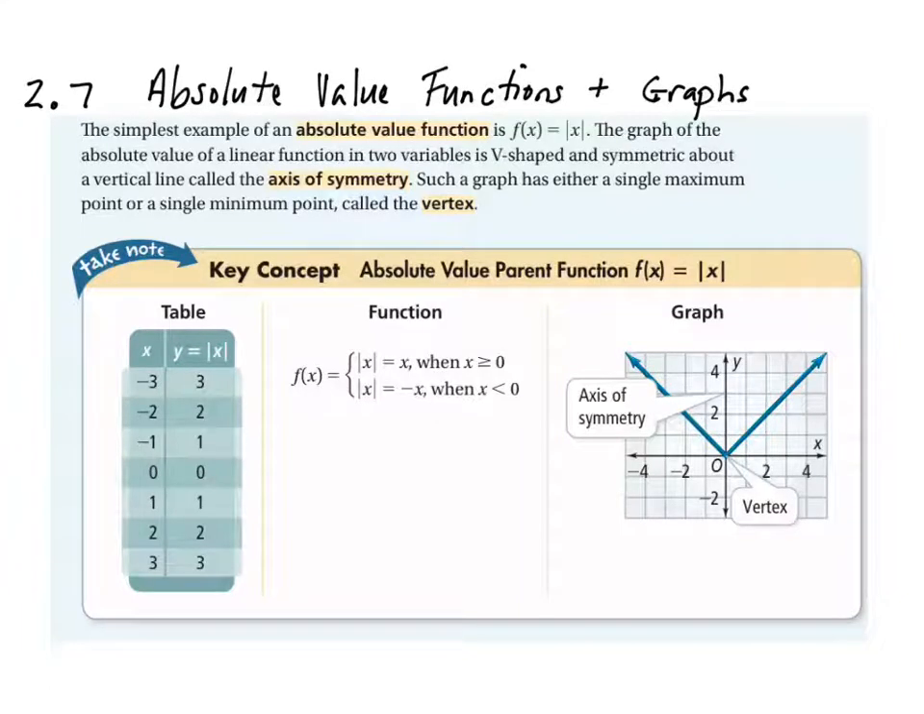All right, section 2.7, absolute value functions and their graphs. So the simplest example of an absolute value function is given by the equation f of x equals the absolute value of x. So this is the parent function for the absolute value. The graph of an absolute value function is V-shaped and symmetric about a vertical line called the axis of symmetry.